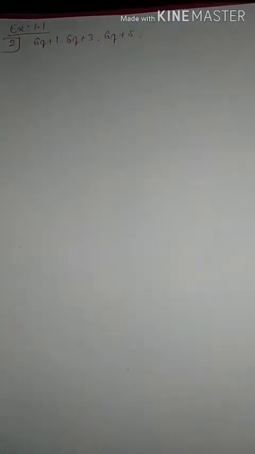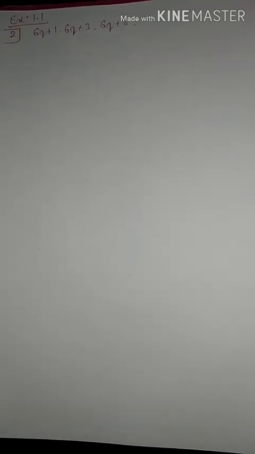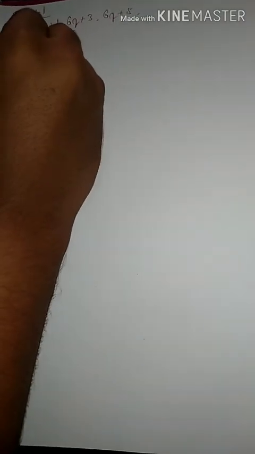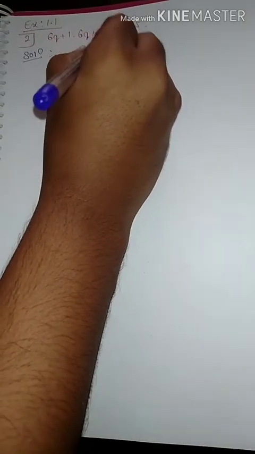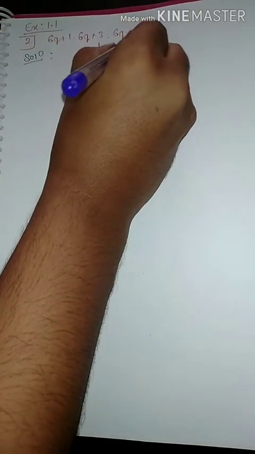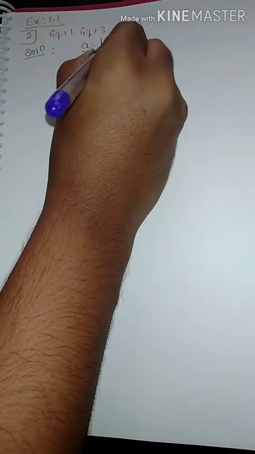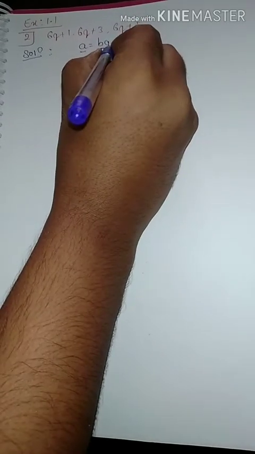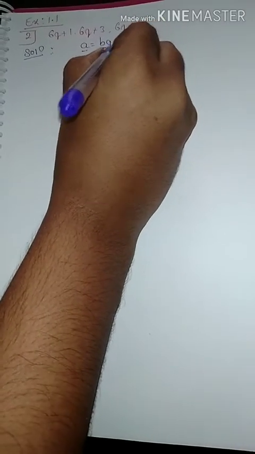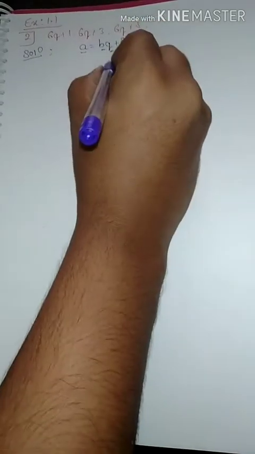Once again I will repeat the question. Show that any positive odd integer is of the form 6q plus 1 or 6q plus 3 or 6q plus 5, where q is some integer. So students, as per Euclid division lemma, we know that the Euclid division lemma is a is equal to bq plus r. Here a and b are two positive integers, q is the quotient and r is the remainder.